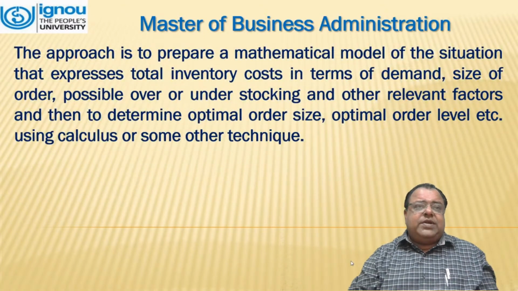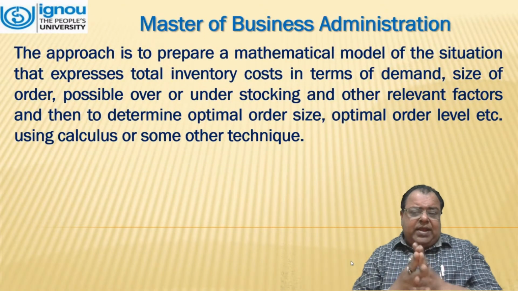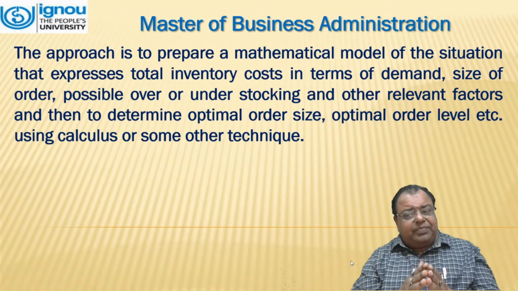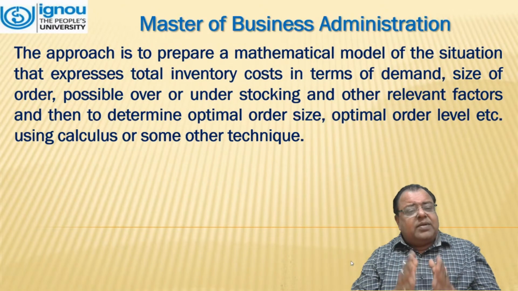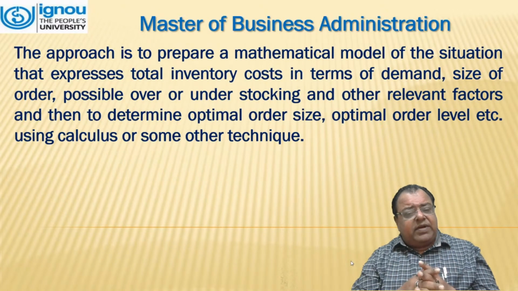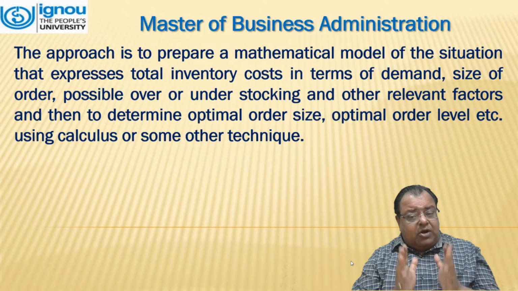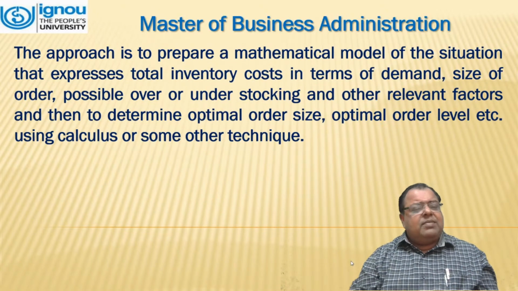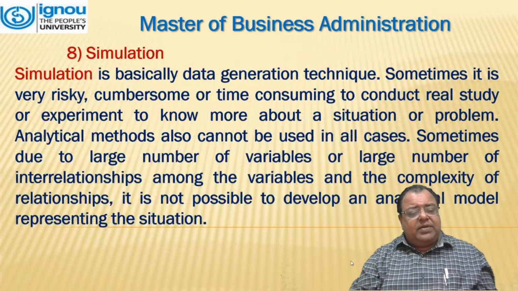The approach is to prepare a mathematical model of the situation that expresses total inventory cost in terms of demand, size of order, possible over or understocking, and other relevant factors, and then to determine optimum order size, optimum order level, etc., using calculus or some other technique which is available.